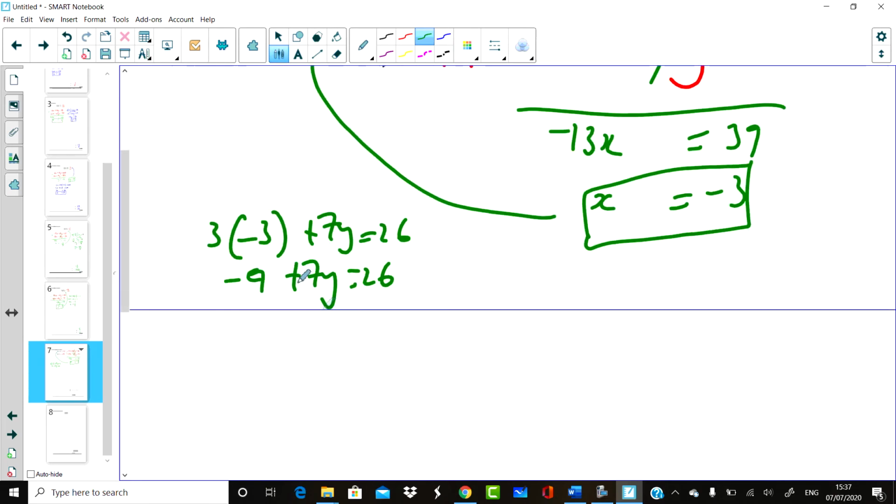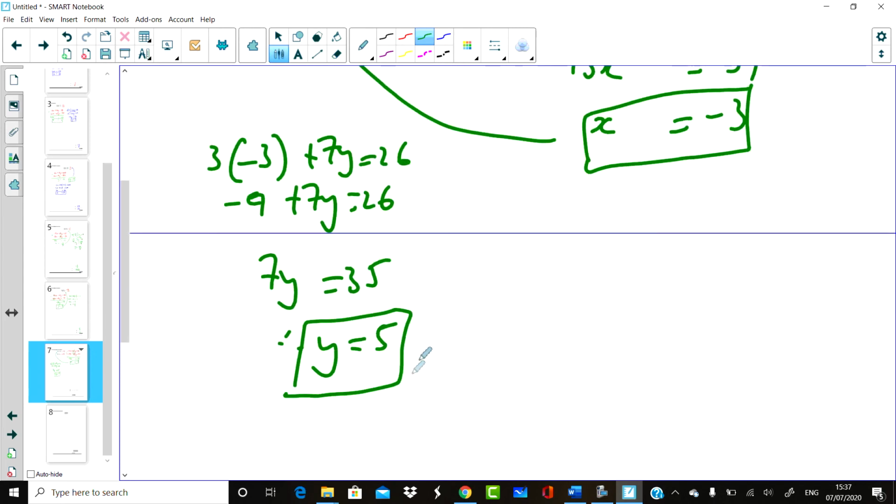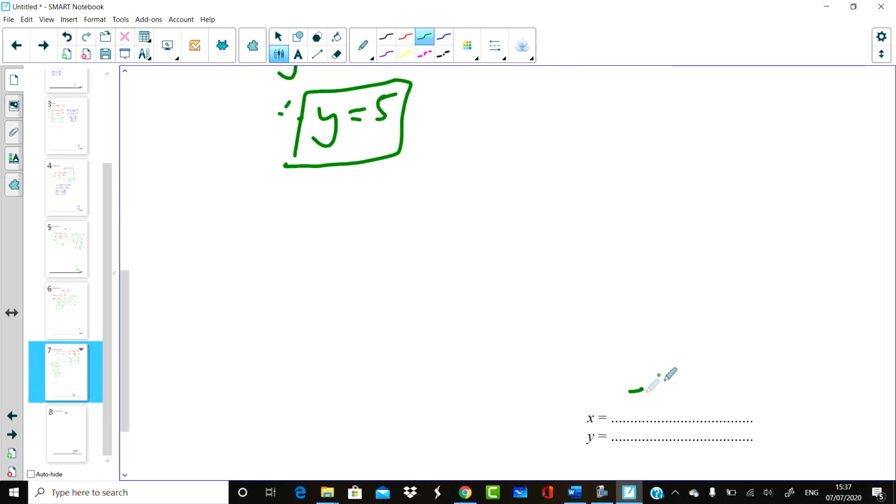And if we take that minus 9 to the right side, that's going to be positive 9. So we add 9 both sides. So we have 26 plus 9, and that's just going to give 35. So therefore, divide both sides by 7, we end up with y is 5. So we have y is 5 and x is minus 3, and those are our final answers. So x is minus 3 and y is 5.